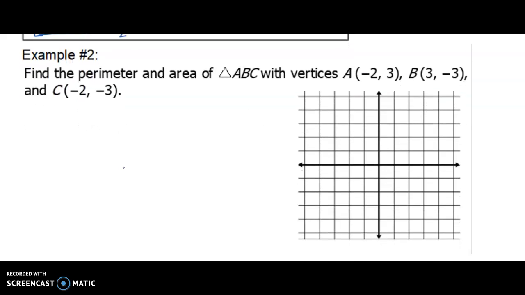All right, let's look at example 2. It says find the perimeter and the area of triangle ABC with vertices A(-2, 3). So guys, let's plot this. It gives us a coordinate grid. Let's plot it. So -2, 1, 2, 3 here, and we're going to call it A. B is 3, 1, 2, 3, 3, -3. And then C is -2, -3.